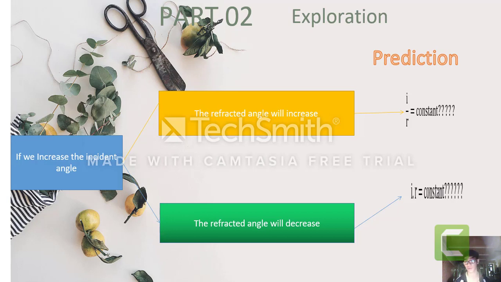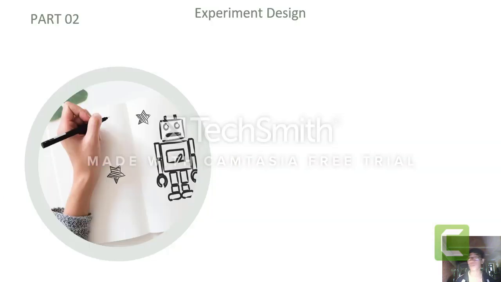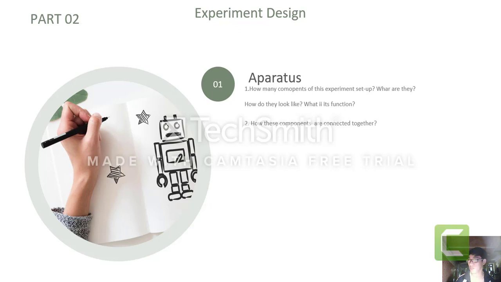So next we will go to the experiment design. We will design an experiment that can show whether the predictions are wrong or right. Firstly, we have the apparatus. We will answer some questions about the apparatus.